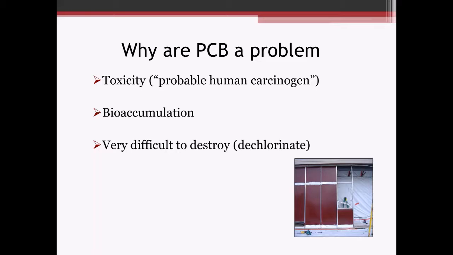And then very difficult to destroy, which makes it even tougher to deal with because you can't really dechlorinate it easily. There are certain facilities that use real high temperatures to break them down and process them on a disposal side. But in your normal environment, with normal practices that the general population has access to, they're not going to break them down. They're not going to destroy them.